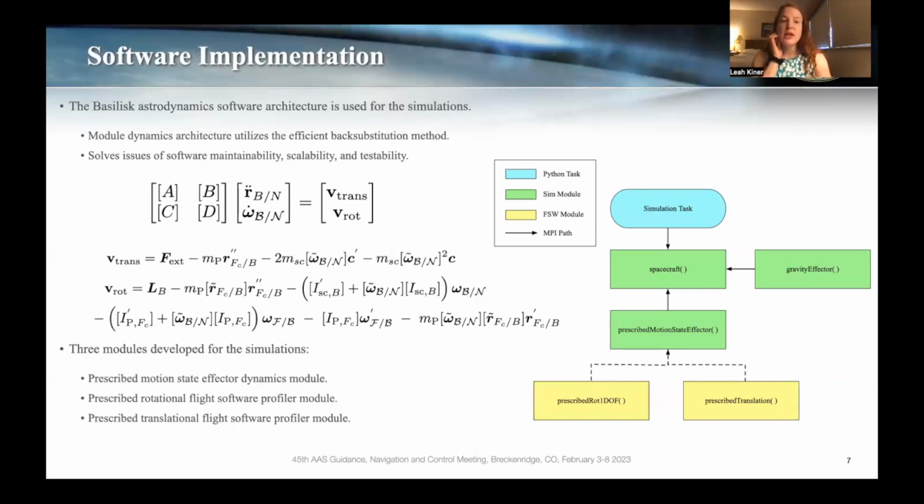So now that we have these equations of motion, we specifically wanted to create 3 different modules in Basilisk. The first module is our prescribed motion state effector dynamics module. And that's the module that's essentially holding all of our equations of motion that we derived here. And then we also need different profilers to be written to actually prescribe what these prescribed states are. So we have a rotational profiler module, and we also have a translational module.